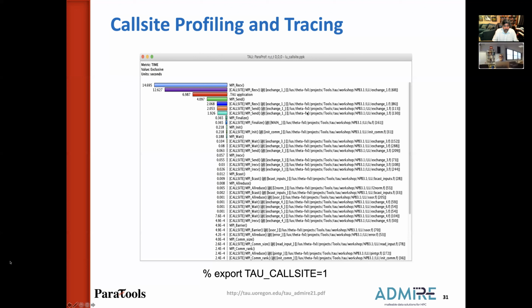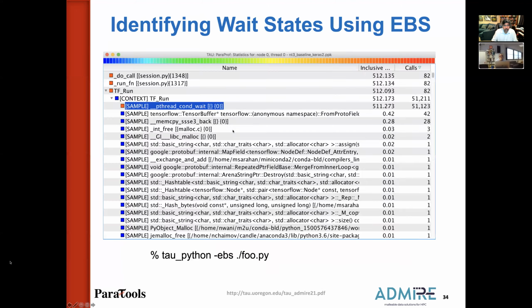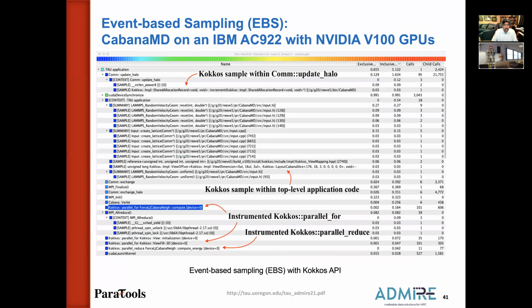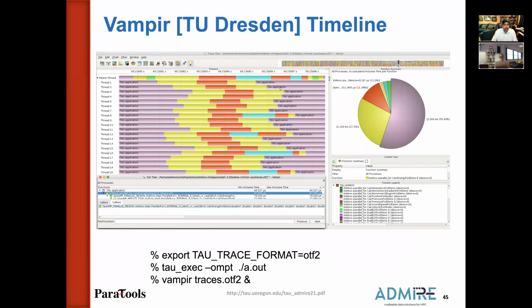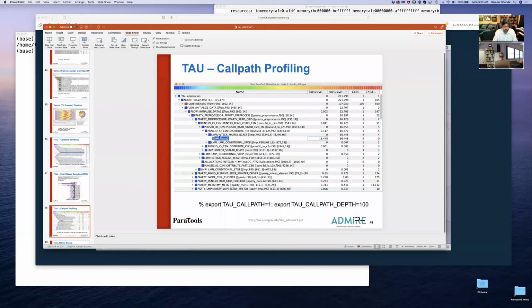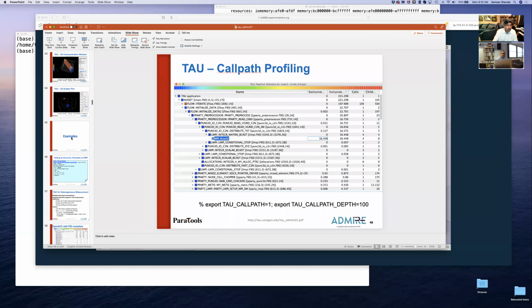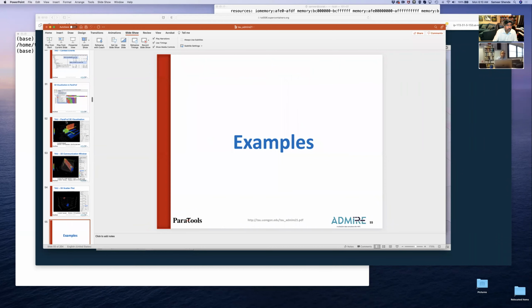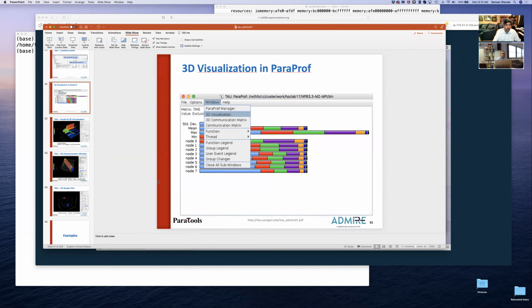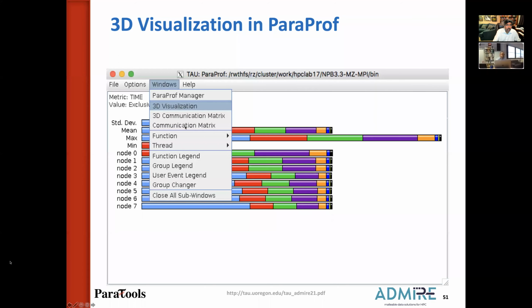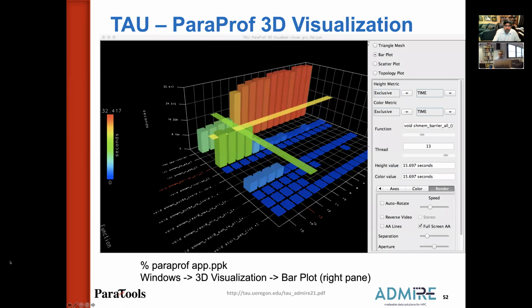Okay. So with this, let me just give you an example of using TAU with an application. Let's try and use our ParaProf. Let's use our AWS instance. I had shown you earlier that you can launch ParaProf. You can go to 3D visualization. You can see the MPI ranks, the functions, and where they intersect.